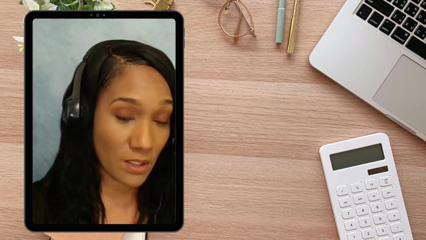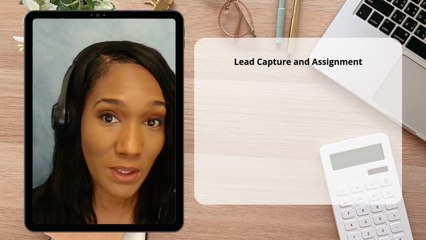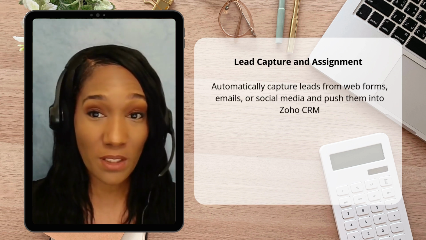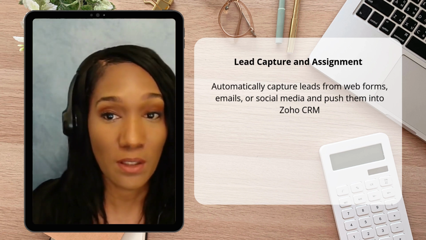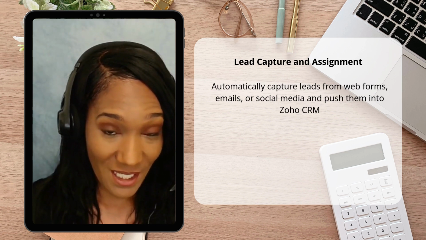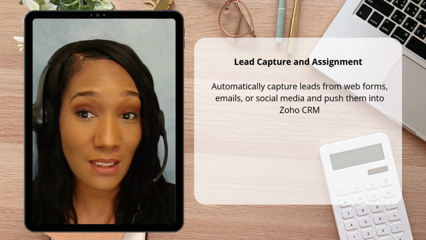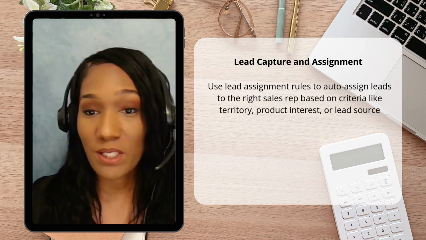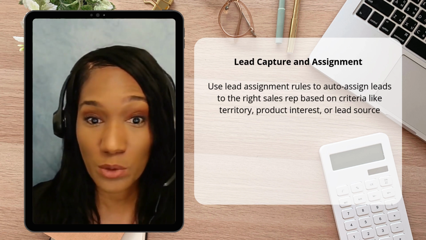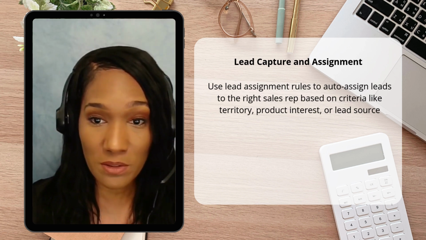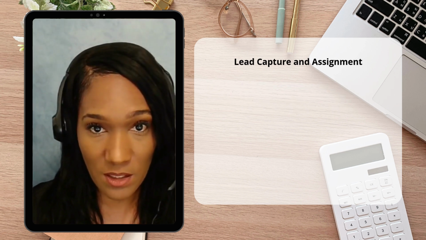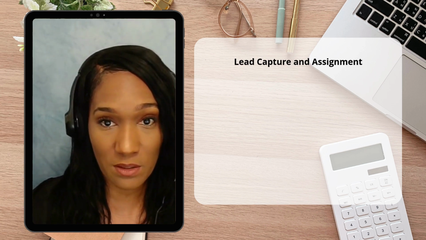One of the most obvious ways to automate your sales process is for lead capture and assignment. That means automatically capturing leads from your web forms, from emails or social media, and then pushing them into your Zoho CRM. You can use, of course, the lead assignment rules in order to auto assign leads to the right sales reps, and that can be based on criteria like territory, product interest, lead source, all of those type of things. That is one of the obvious ways that you can automate your sales process.